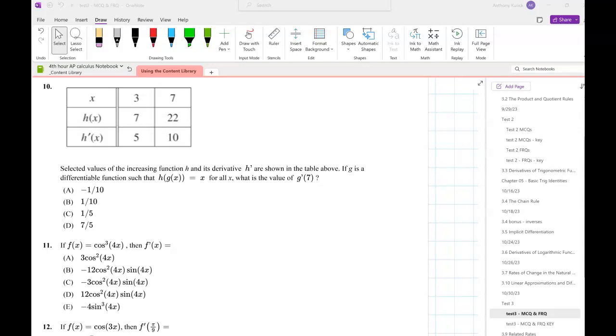The other way to think about it is, if I know that h sends 3 to 7, and g is its inverse, what does g have to do? It has to send 7 back to 3, right? Or, in other words, g of 7 has to equal 3.